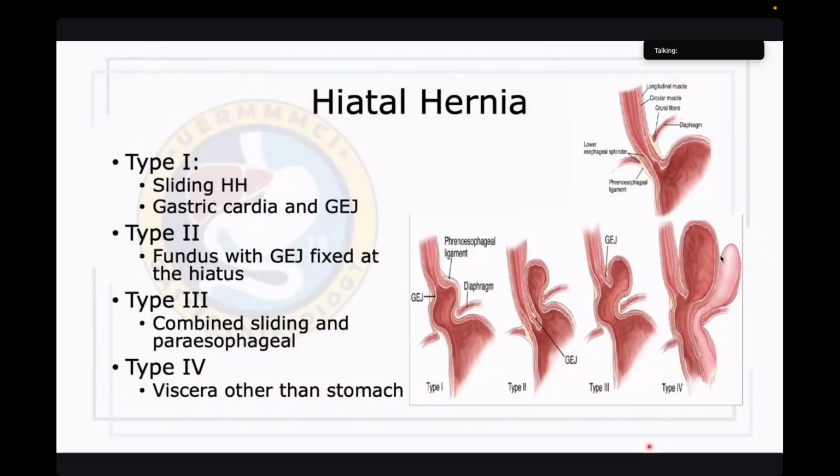For paraesophageal hernias, especially types 2 and 3, the stomach may twist as it herniates, and this can lead to gastric volvulus and even strangulation of the stomach. And because of this risk, surgical repair is often advocated for large paraesophageal hernias. For type 4 hernia, this is associated with a high risk of complications, so surgery is advocated.